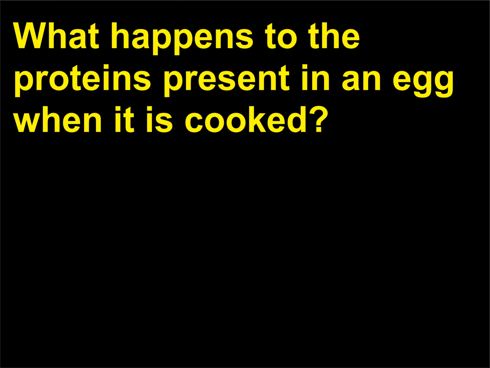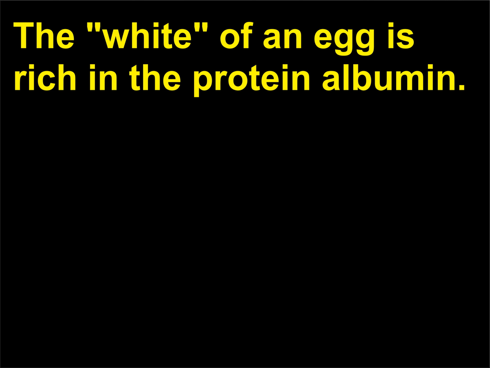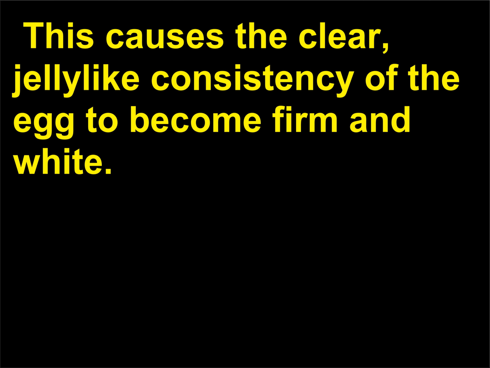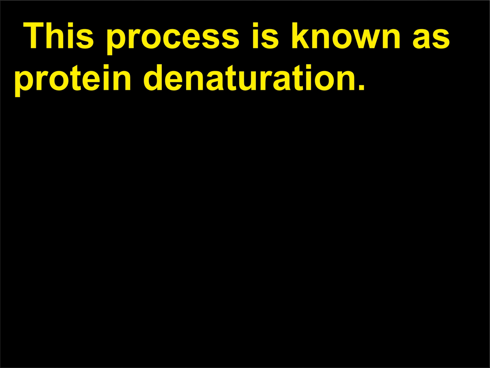What happens to the proteins present in an egg when it is cooked? The white of an egg is rich in the protein albumin. When subjected to high heat, the bonds that form the three-dimensional structure of albumin are irreversibly changed. This causes the clear, jelly-like consistency of the egg to become firm and white. This process is known as protein denaturation.